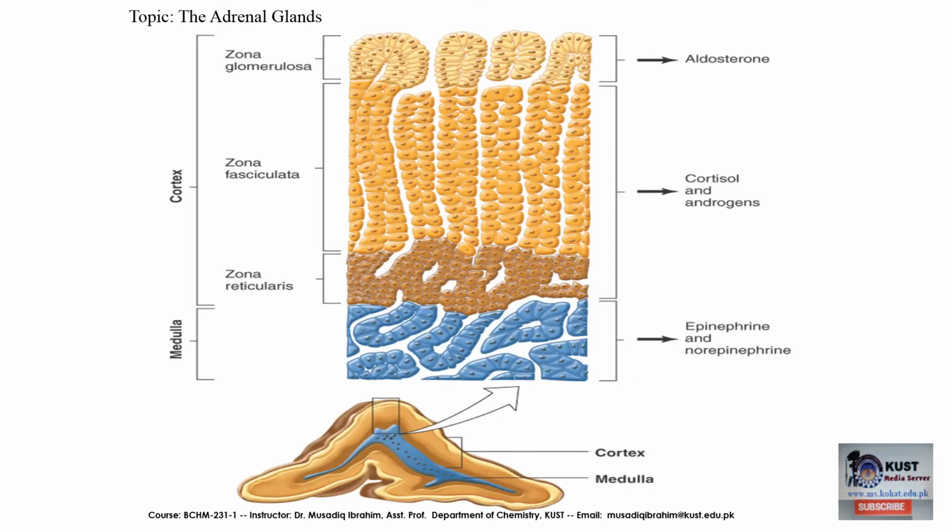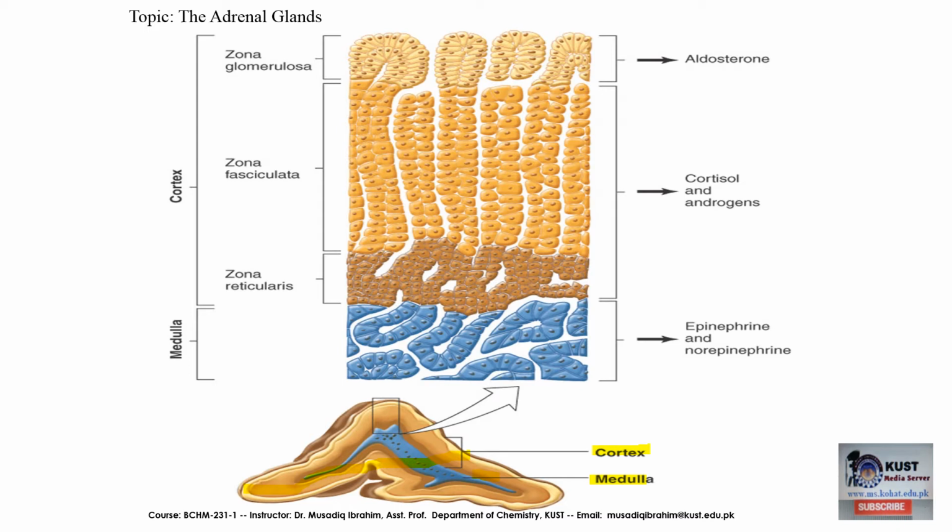Right, so the adrenal glands, if you look at the cross section, this is the cross section area of the adrenal glands, and there are two regions in the adrenal glands. One is the adrenal cortex, which is the outer region of the adrenal gland, and the other one is the adrenal medulla, which is the inner region of the adrenal gland.